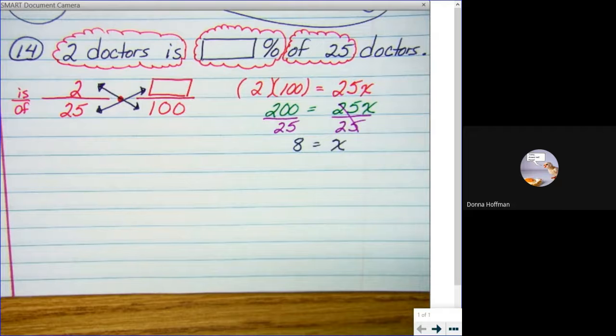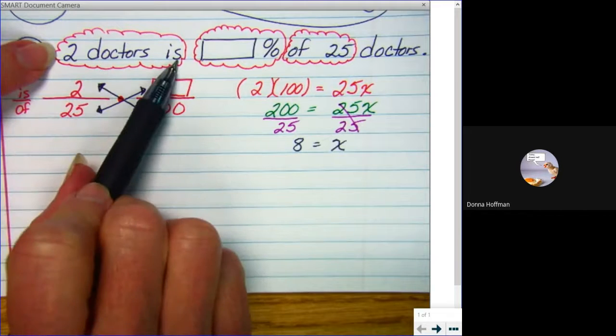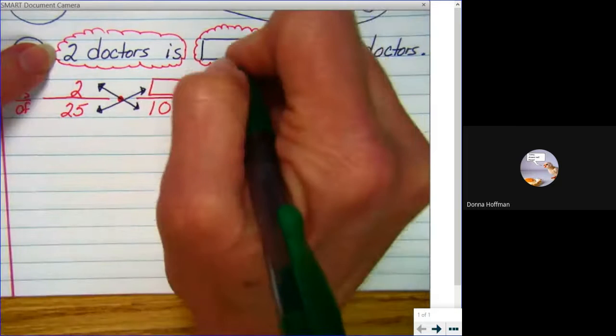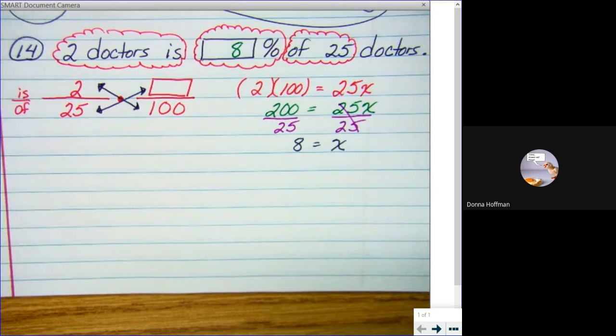That's smart. Isn't that cool? I love it. So I can go back and put that in. 2 doctors is what percent? 8% of 25 doctors. This is super fun. It's like putting the pieces of the puzzle together. I love it.